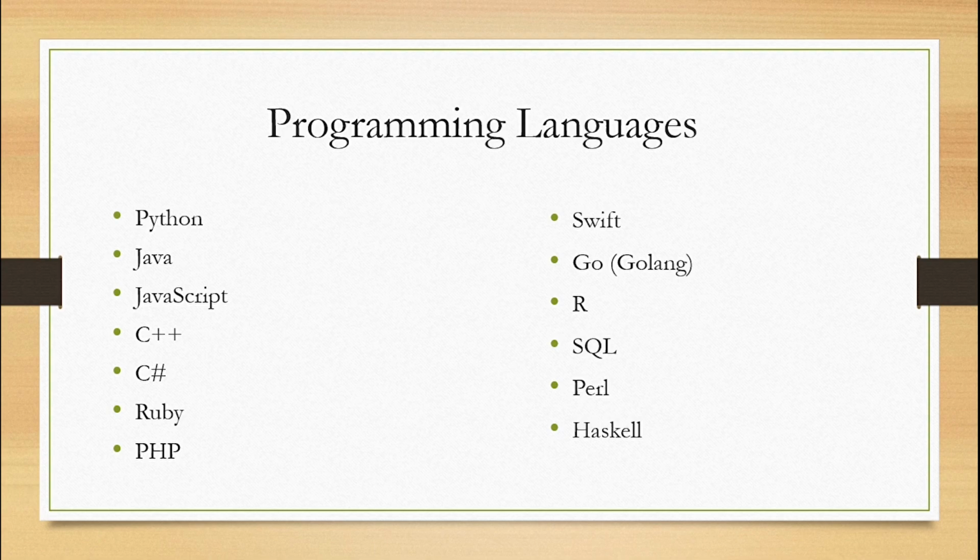PHP is more or less a language which is used at the back end for keeping the data and data maintenance, all that stuff that happens. We use PHP over there. Then we have Swift, Go, which is also known as Go language by Google. Then we have R. Then we have SQL. Then we have Perl. Then we have Haskell, and so on and so forth. So these are some of the few languages that are most often and mostly currently used in the market.